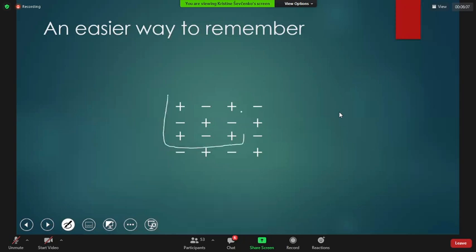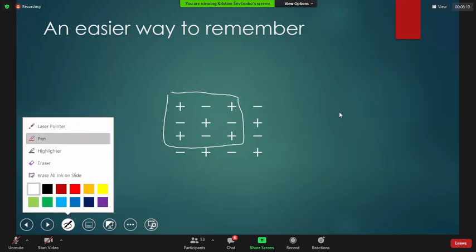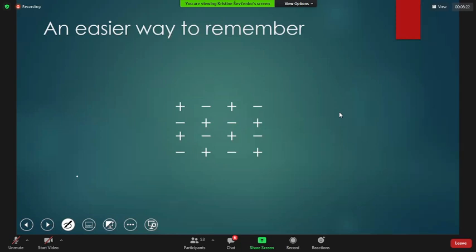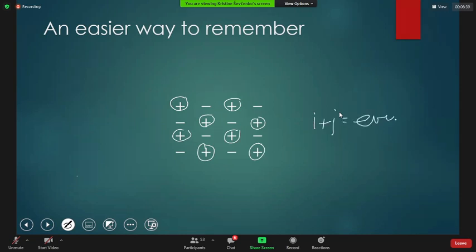Remember, for the 3 by 3, we had this. For 4 by 4, we have just one extra row, one extra column, but this chessboard principle, the alternating sign principle, remains. So this is the same thing, because at these positions, see, 1, 1, 1 plus 1 is 2, 1, 3, 1 plus 3 is 4. So all these plus signs are in fact in the positions where i plus j is an even number, that is 2, 4, 6, and so on. And all those minuses are where i plus j is an odd number.